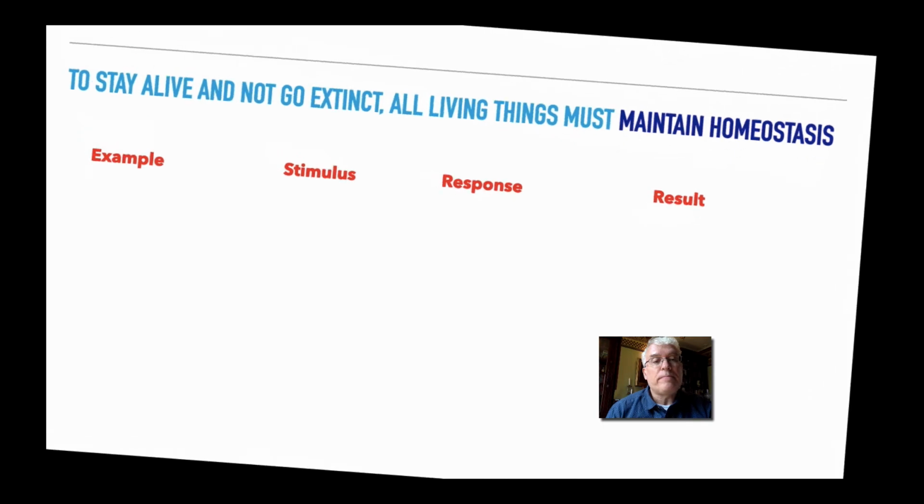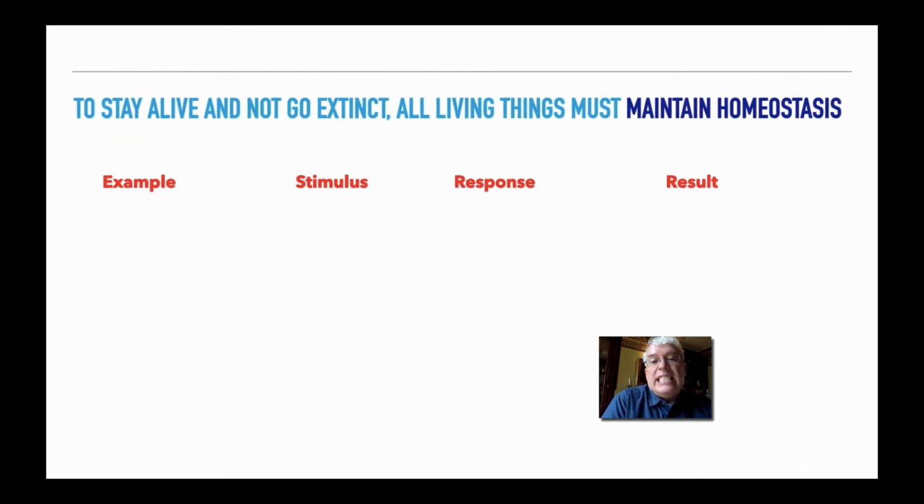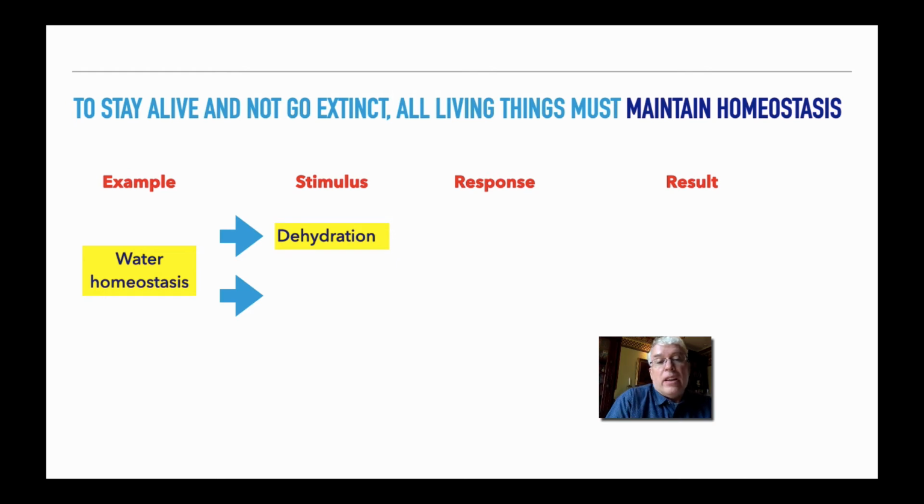Let's do another one. As you can see, this is the exact same setup. We're going to look at a different example here. This time we're going to look at your water homeostasis. So how much water is on the inside of your body. Okay, so let's say for our first stimulus that your body is dehydrated. Okay, you're working out, it's hot, you're sweating a lot, maybe you're sweating to keep cool, and your body is losing water. Okay, now its response is going to be to make you thirsty.